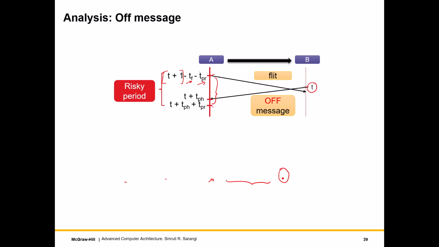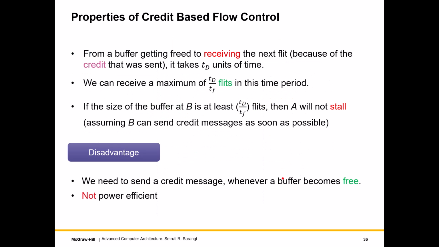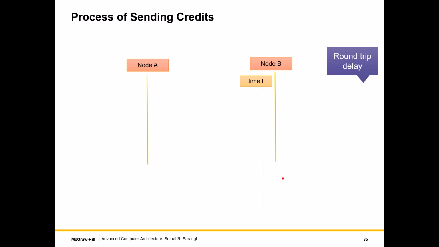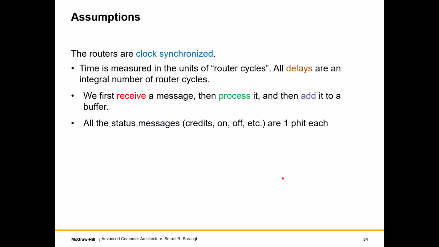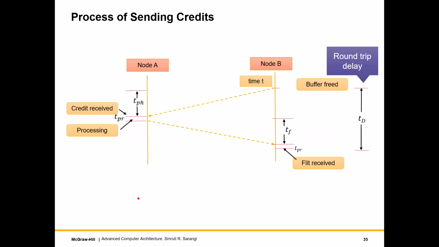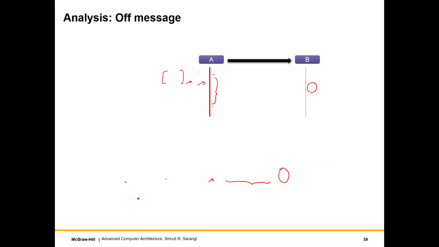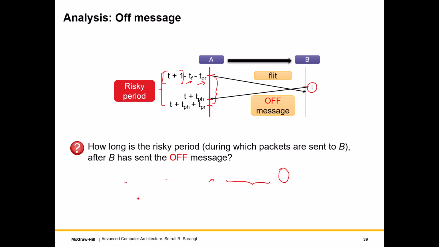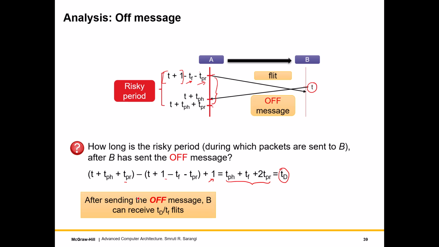TD, as you can see, if I just quickly go back, is the expression that we have been seeing for quite some time now, right? It's the total credit round trip delay, and we had seen it here also in the credit based flow control. So we just see the same thing, TD, appear again and again. So in this case, it appears, and again in a certain sense, it can be thought of as a round trip delay here.